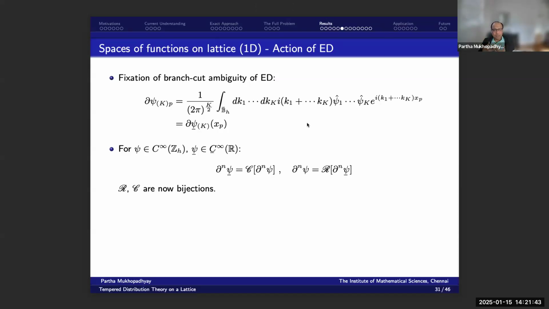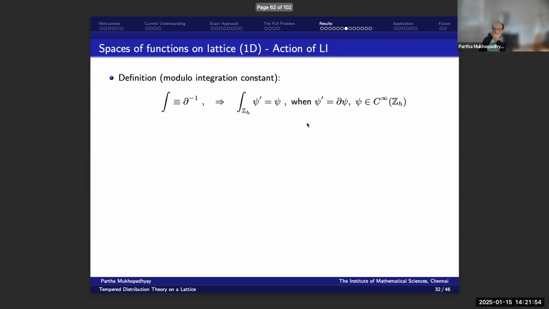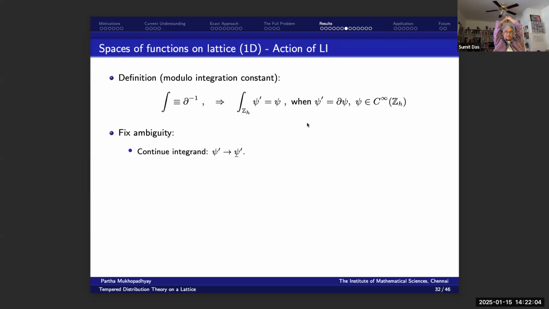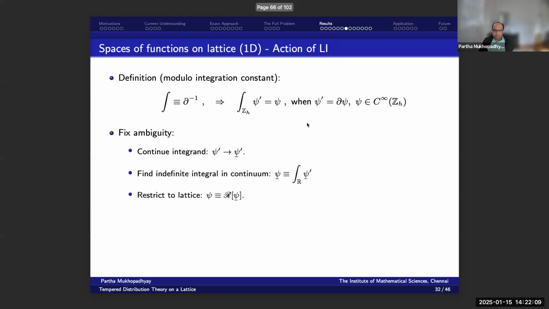In this space now, in the C infinity ZH, on this space, the restriction and continuation maps are bijections. I have already told you how to define the integral. It's an inverse of the derivative. Once the ambiguity of the derivative is removed, that removes the ambiguity of the integral also. And there is a prescription. Let's not go into that unless there is a question.